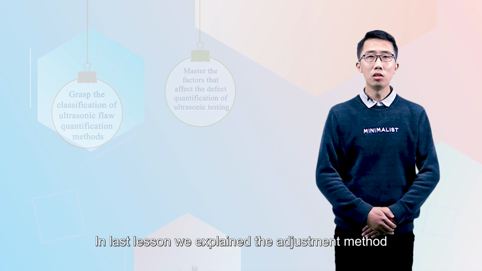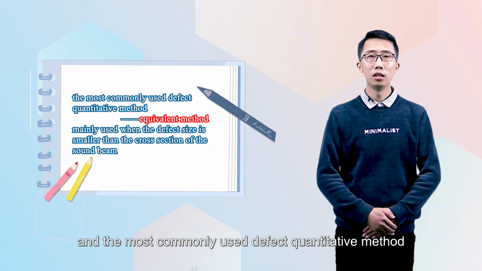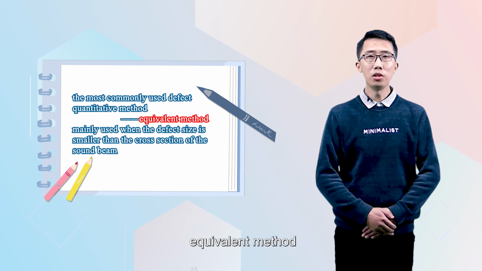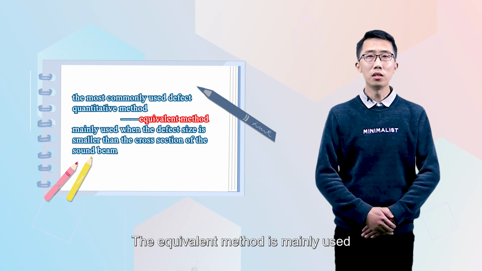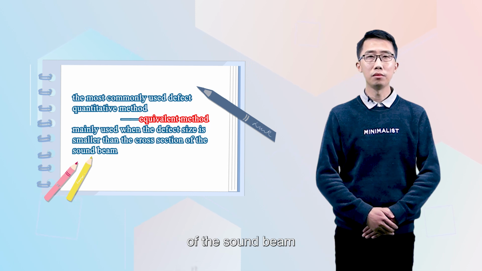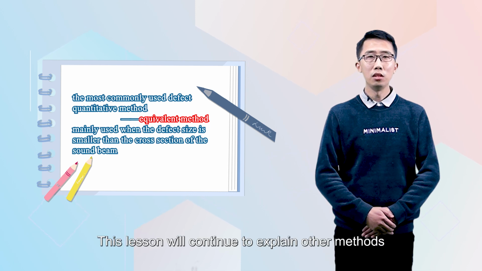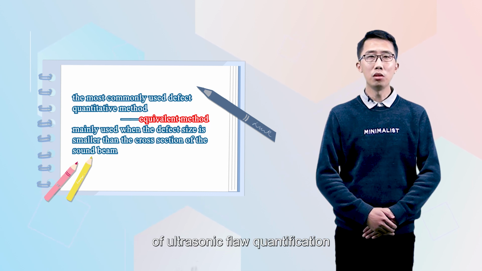In the last lesson, we explained the adjustment method of ultrasonic testing sensitivity and the most commonly used defect quantitative method, the equivalent method. The equivalent method is mainly used when the defect size is smaller than the cross-section of the sound beam. This lesson will continue to explain other methods of ultrasonic flaw quantification.